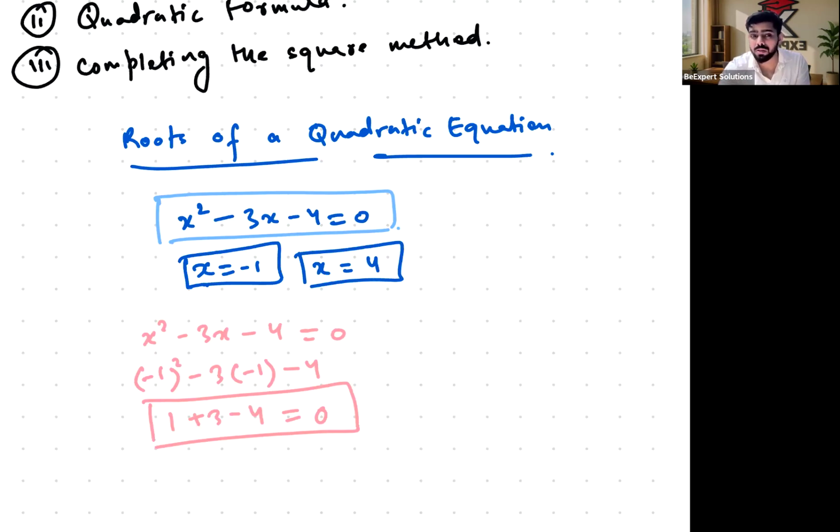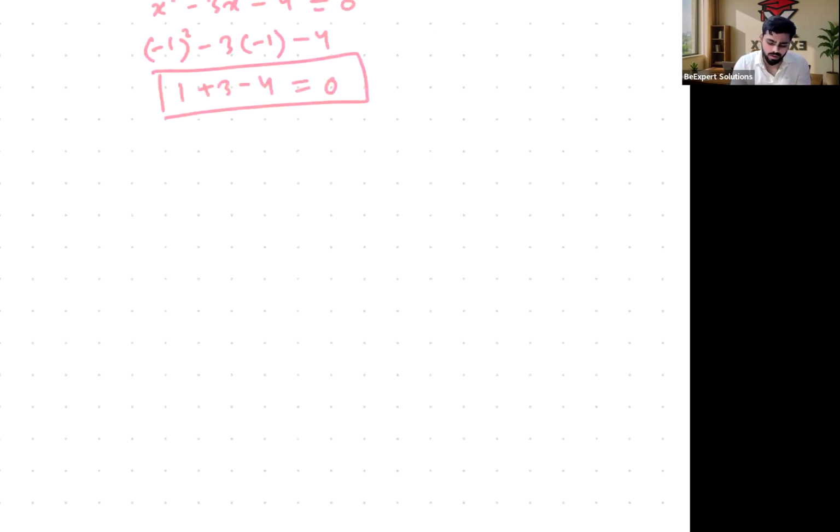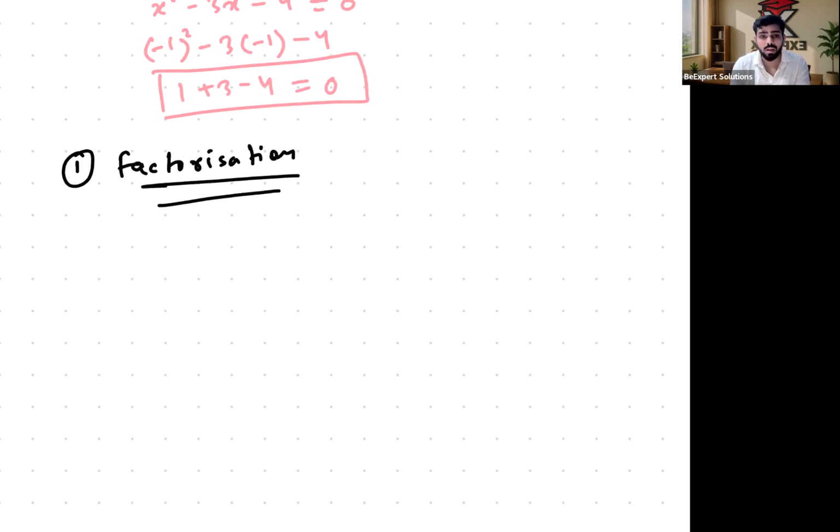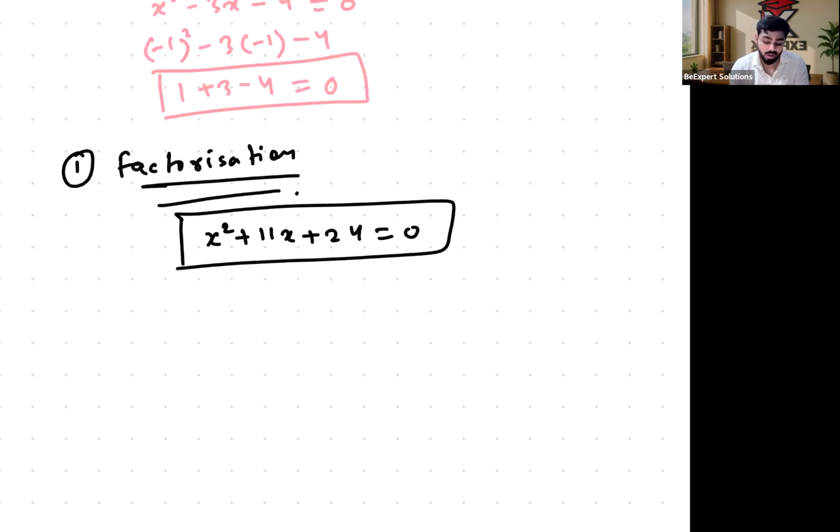Now let's understand the first method, which is factorization. Let's say we have a first question. We need to find the roots of the following quadratic equation using factorization, which is x square plus 11x plus 24 is equals to 0. That's the equation I have, and I have to find the factors of this through factorization.